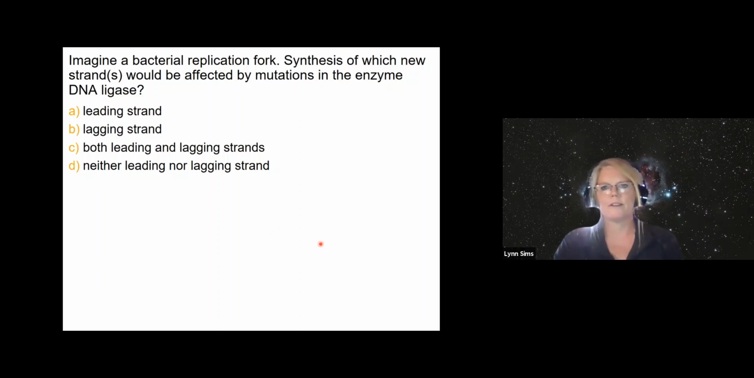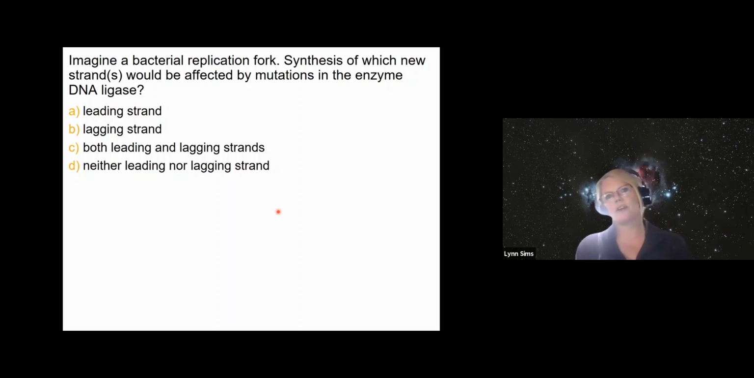All right. Let's end the polling, and I'll go ahead and share the results. So we have a higher percentage of everyone choosing A, and we have some choosing B. So we have the difference between leading strand and the lagging strand, and then a small percentage choosing neither. Now, DNA ligase does have a part in DNA replication. Okay, so D is definitely not the answer.